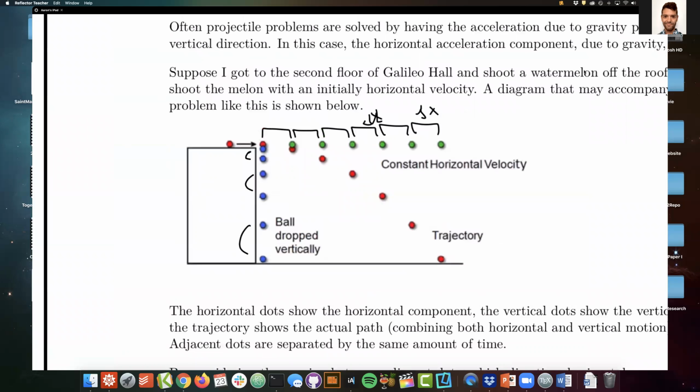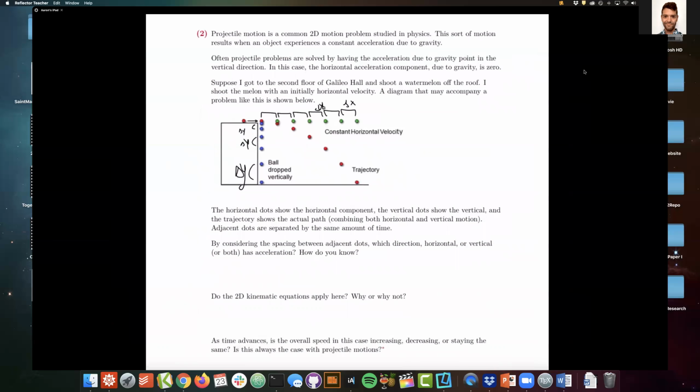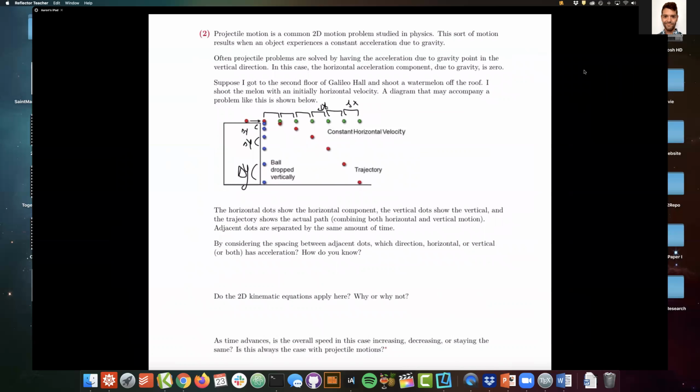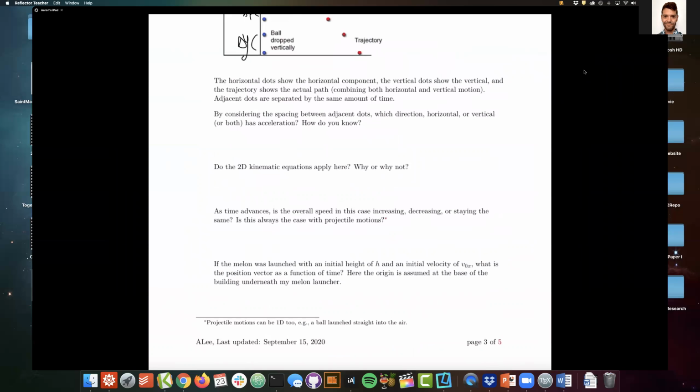In the vertical direction, delta y is getting bigger as time goes on. Therefore, the velocity is changing, so there is an acceleration. The kinematic equations would apply because the accelerations are constant in both directions. In one direction it's g, in the other direction it's 0.